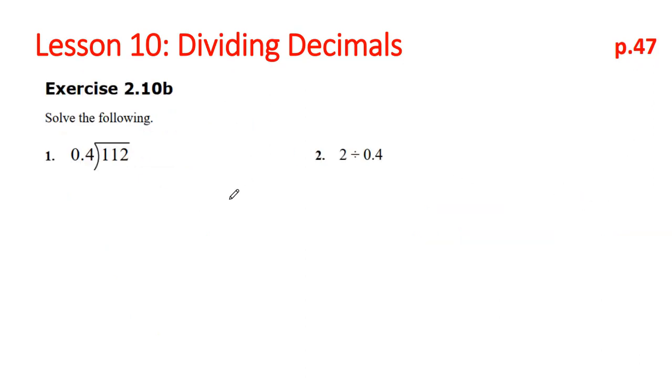I'm going to go ahead and do a couple of the exercise questions here. You can pause the video and try them and check the solutions with me if you like. So number 1, we have 0.4 into 112. So we're going to move the decimal 1 place to the right and move 112 the decimal 1 place to the right and add a 0. This time I'm just going to scratch away, and I'm going to just start to long divide as it looks.